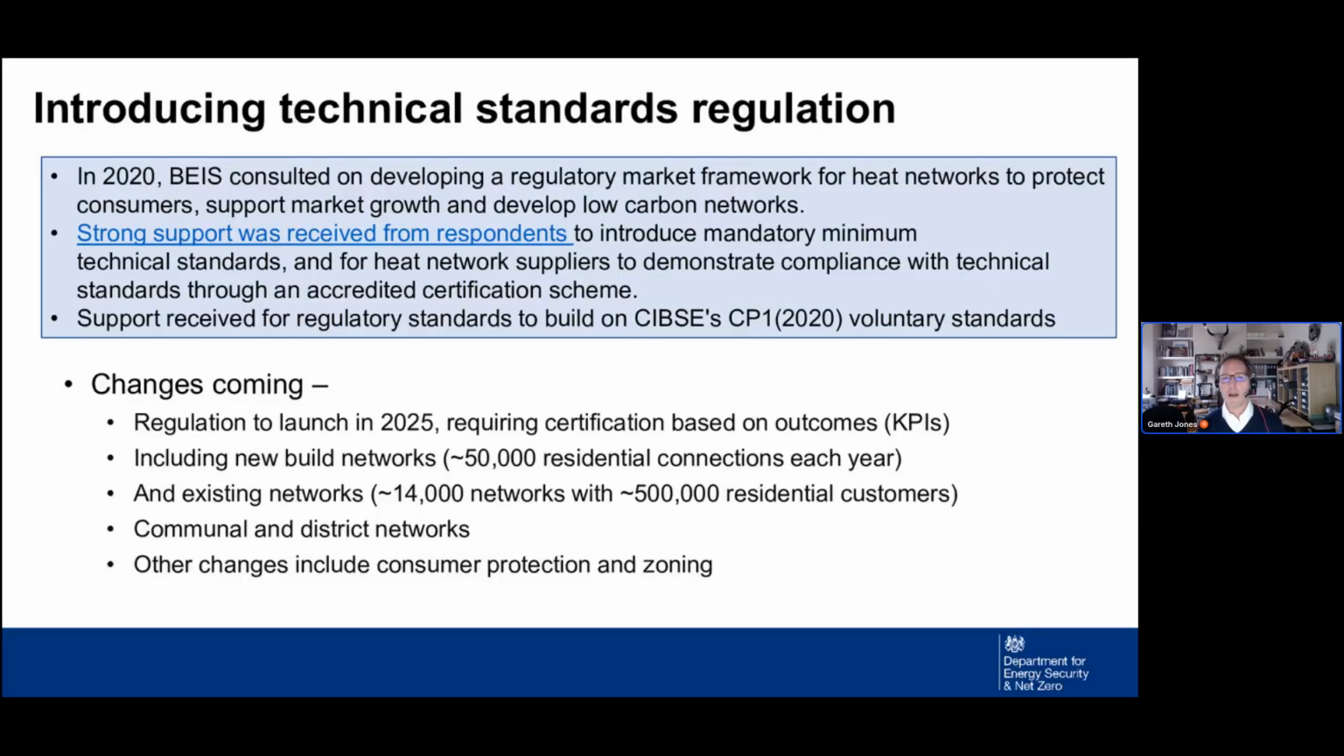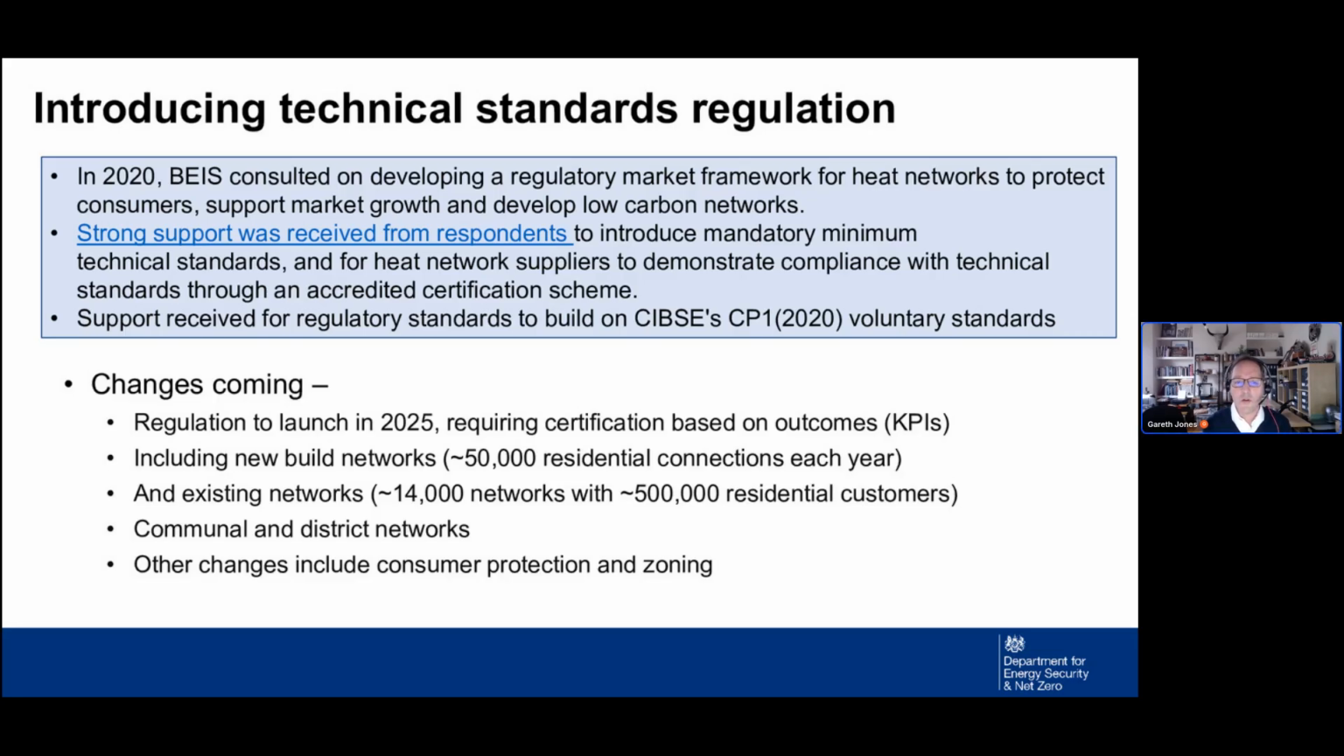Very quickly, in 2020, Ben Bay's consultant was developing a market framework. As part of that, there was a lot of support for introducing mandatory minimum technical standards. And off the back of that, it was put forward to develop a Heat Network Technical Assurance Scheme. Changes are coming off the back of that, with regulation to launch soon, so in 2025. That's going to require certification based on outcomes, so KPIs for heat networks, so minimum technical standards.